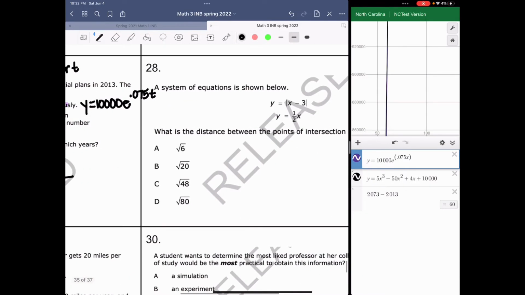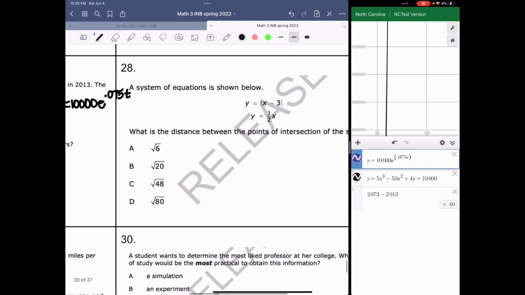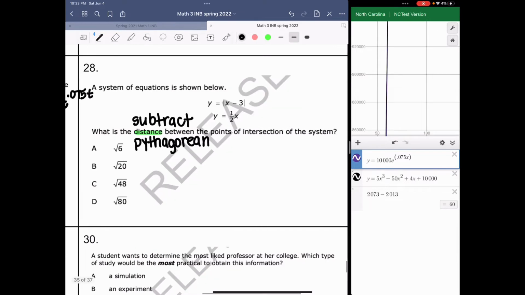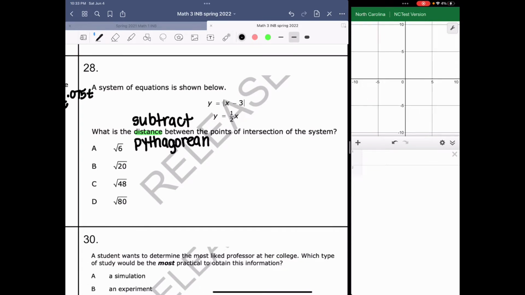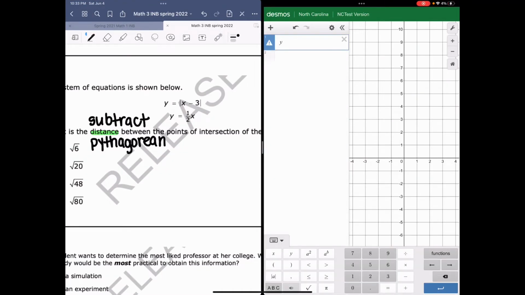All right, so number 28 says the system of equations is shown below. What is the distance of the 2 points of intersection? So distance means that we're going to subtract our two values, or we may have to find the distance using the Pythagorean Theorem. So those are the two options that we can go with. It just depends on what the problem looks like. Now, I'm probably going to guess that we're going to have to do Pythagorean Theorem, because the intersections are going to be diagonal from each other.